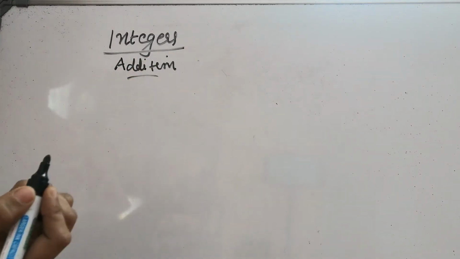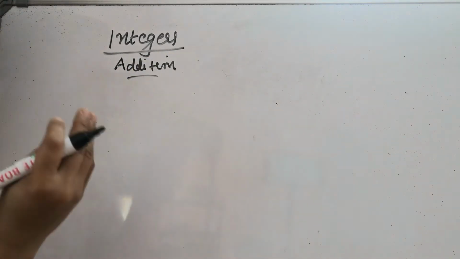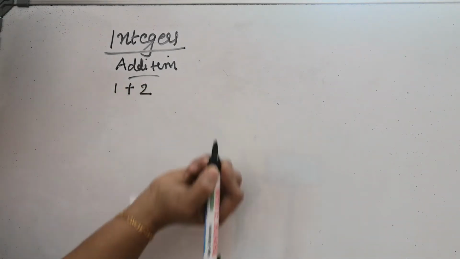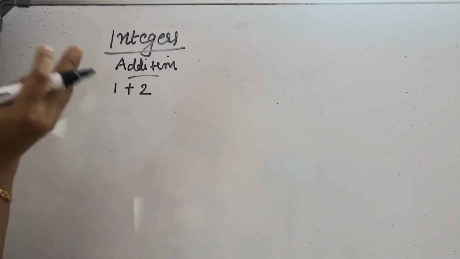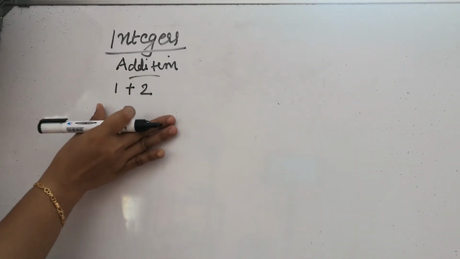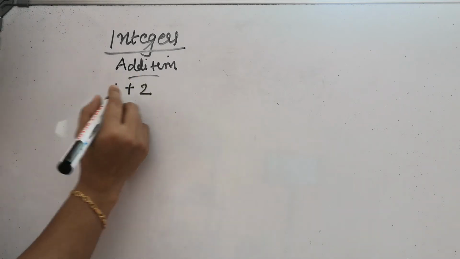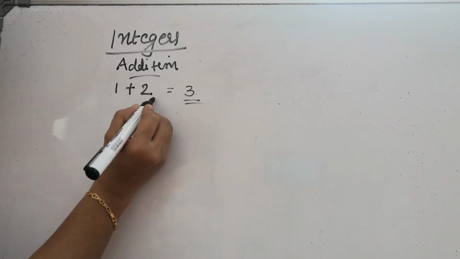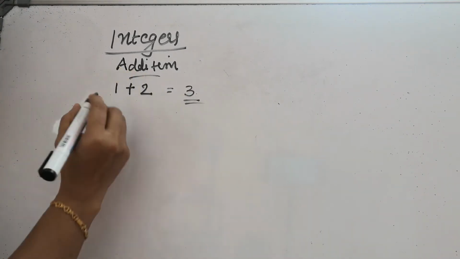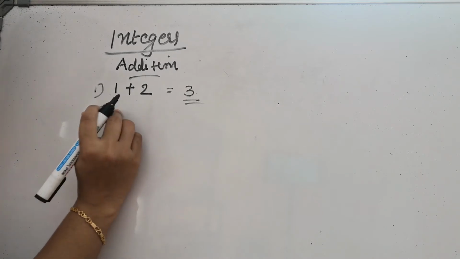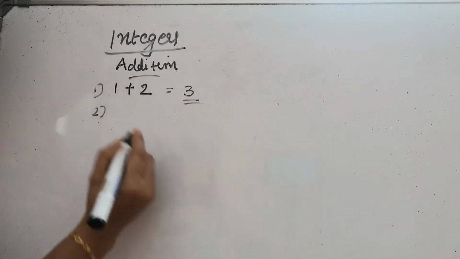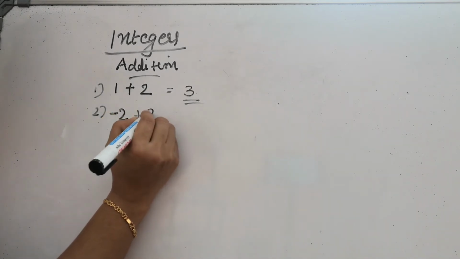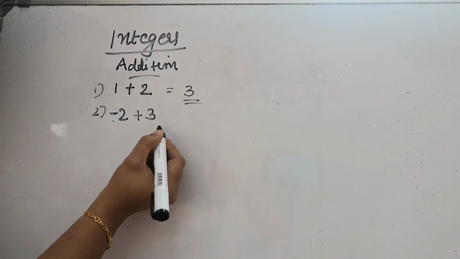The integers addition. First we are discussing the addition of two positive numbers. We follow the same method for the addition procedure. Then 1 plus 2, we just add these two numbers and that becomes 3, because 1 and 2 are two positive numbers. But in the second case, one of the numbers is negative and one is positive. So we have to consider two numbers, negative 2 and positive 3.